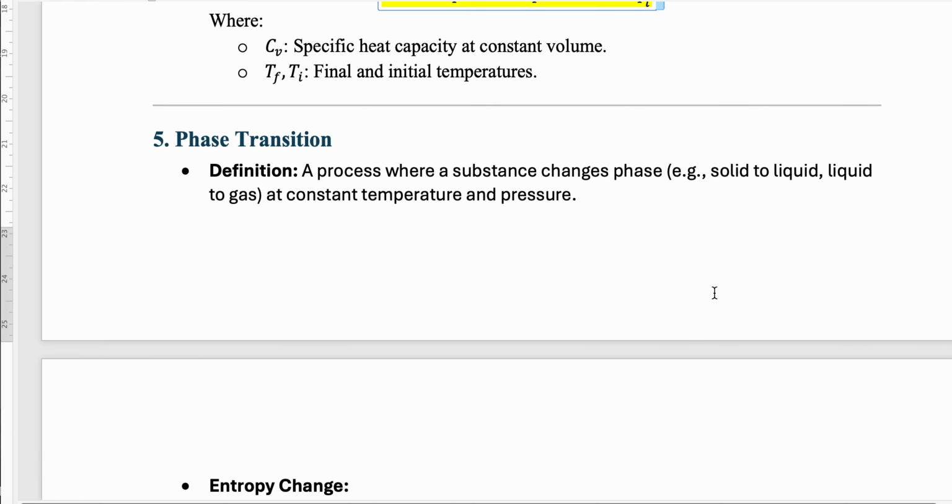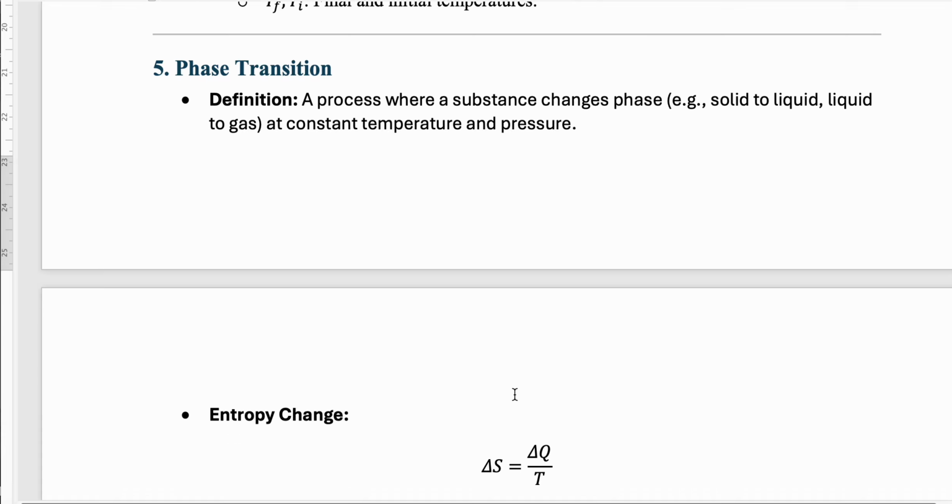One more important thing is something which we call phase transition. Phase transition means you have water, it becomes ice, or you have ice, it becomes water, and then it becomes steam. So these are all phase changes, changes from one phase to another. And for that, we can actually use the concept of entropy.